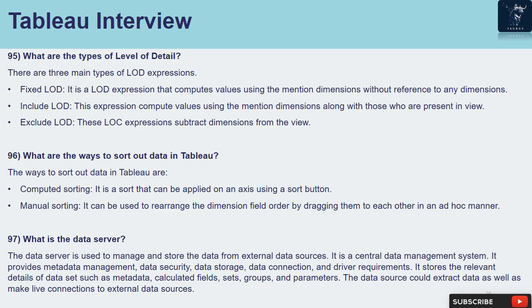97. What is the data server? The data server is used to manage and store the data from external data sources. It is a central data management system. It provides metadata management, data security, data storage, data connection, and driver requirements. It stores the relevant details of data sets such as metadata, calculated fields, sets, groups, and parameters. The data source could extract data as well as make live connections to external data sources.